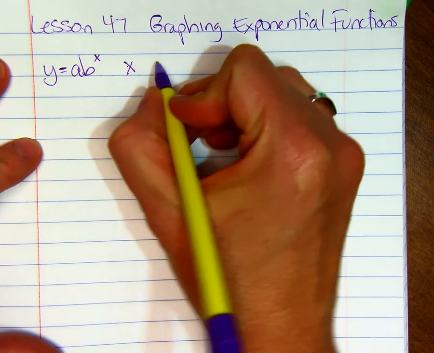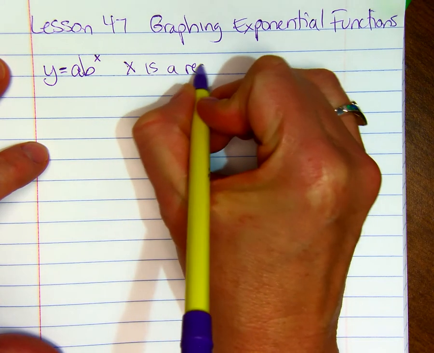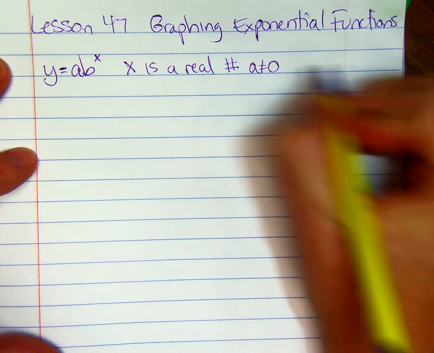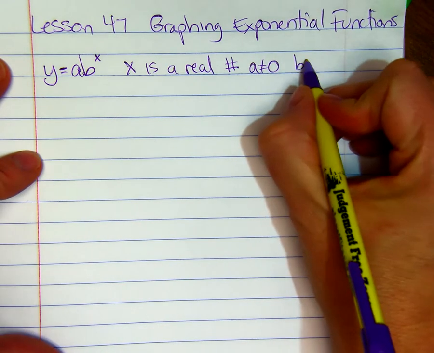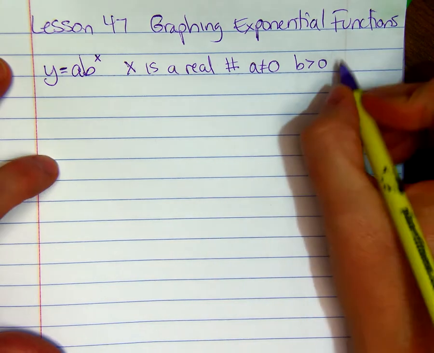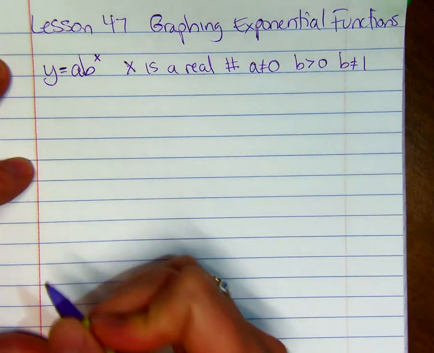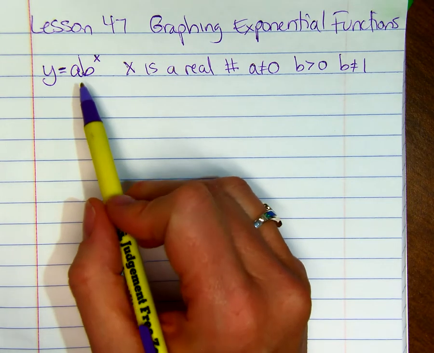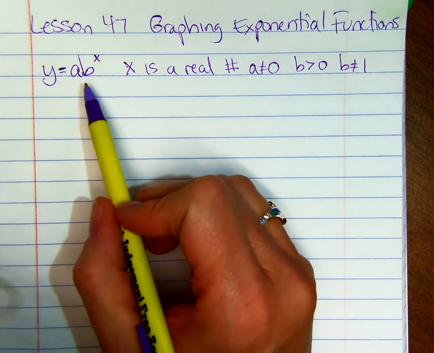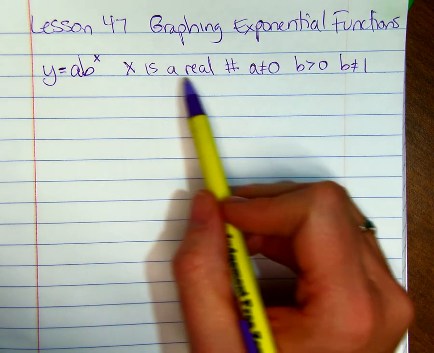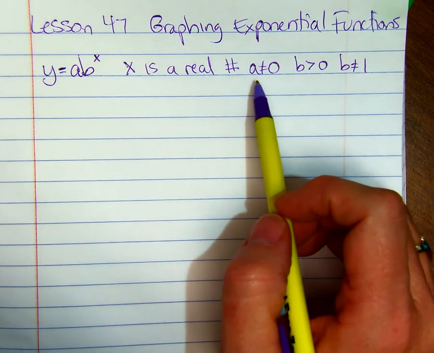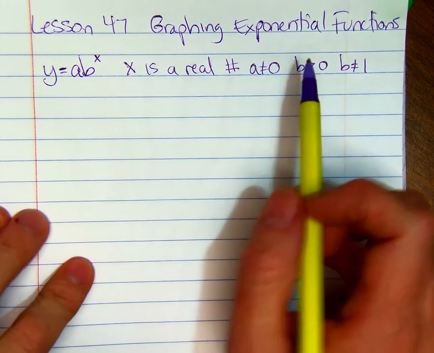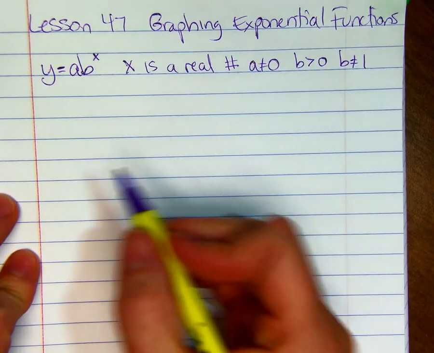So x is a real number. A does not equal 0. B is greater than 0, but not equal to 1. If b equals 1, it's just a very boring function, because it wouldn't matter what x is. And if a were equal to 0, that would be boring too. So b can't be 1, and it has to be greater than 0.